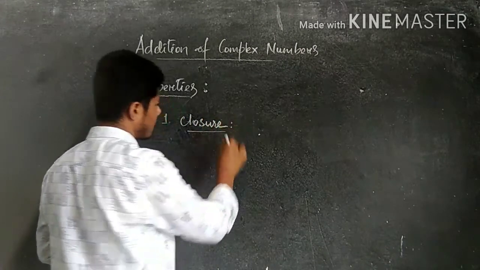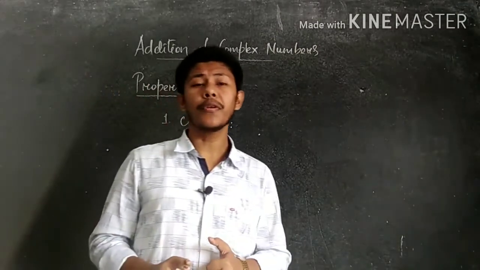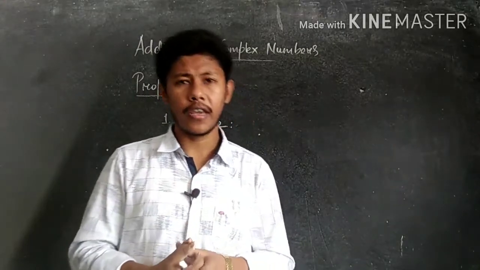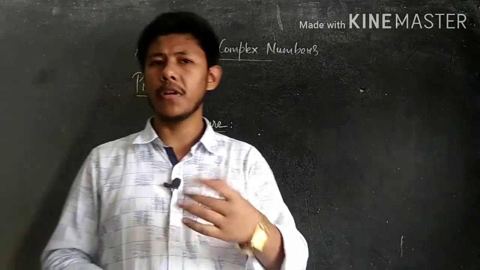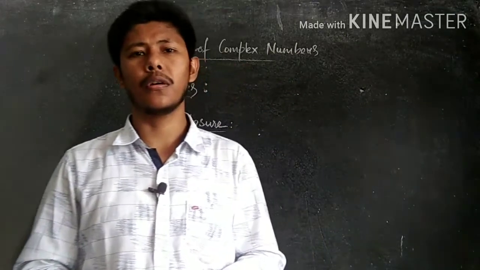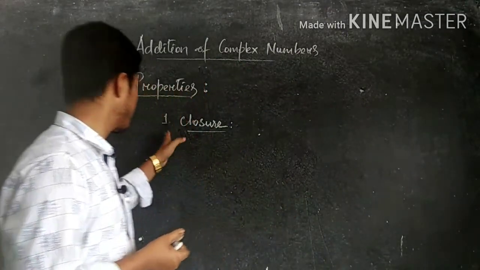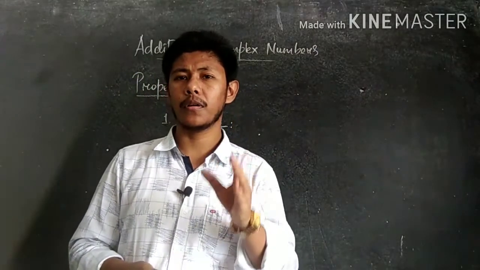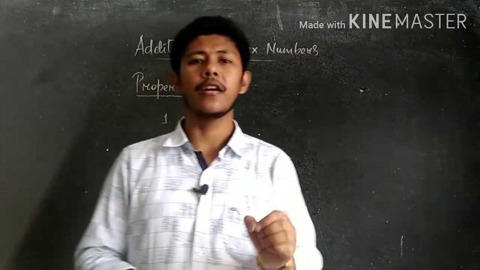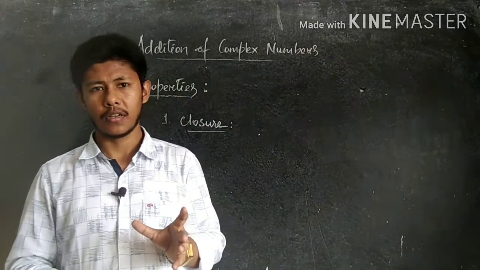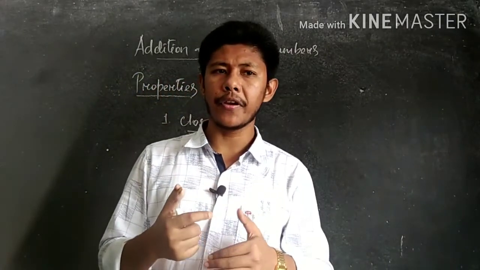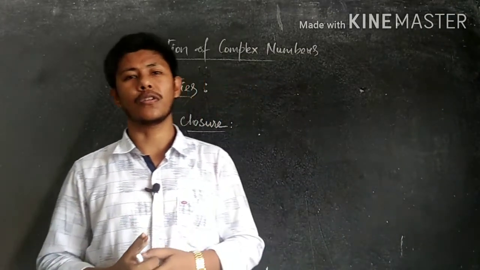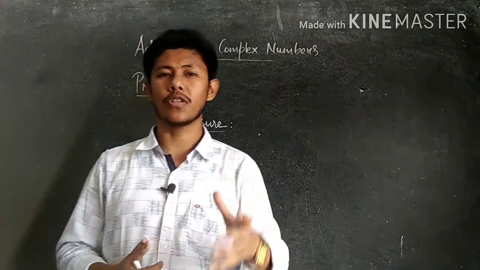So closure property means what here? Actually, what is the meaning of closure? If we add or subtract, this is also applicable in case of subtraction, but simply we discuss here addition. So the first property is closure. If we add two complex numbers and from there we get again a complex number, then it is known as the closure property.